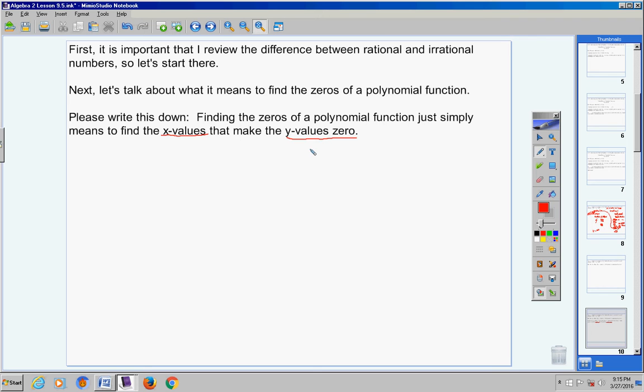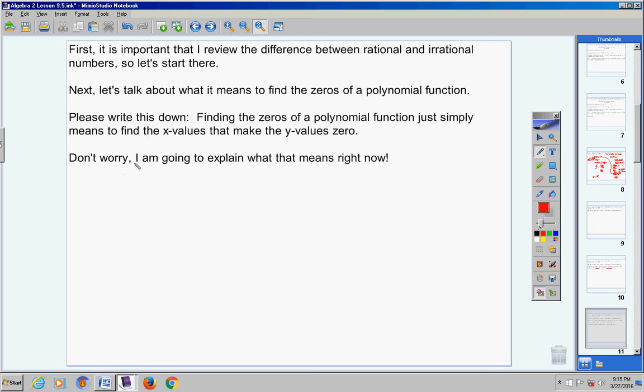Now, as you're copying that down, don't worry. I'm going to explain what this means right now. So copy that down, okay? Then we'll talk about it. When I ask you to find the zeros of a polynomial function, I am saying to you, find the x values that make the y value 0. Okay, I'm going to explain that right now. Got it? Copy this down in your notes, please. If you're not done, copy this down, pause the video.